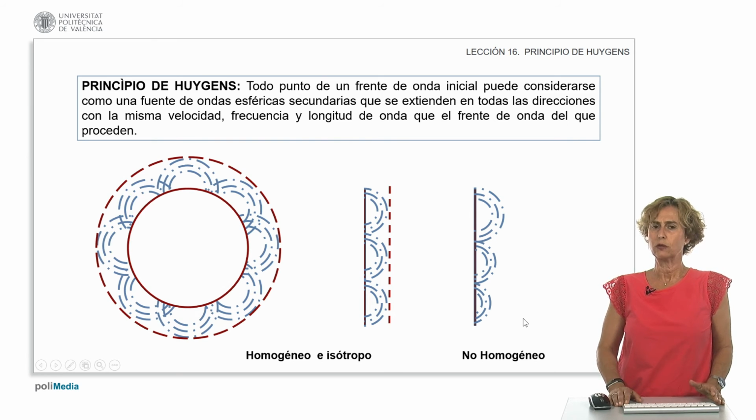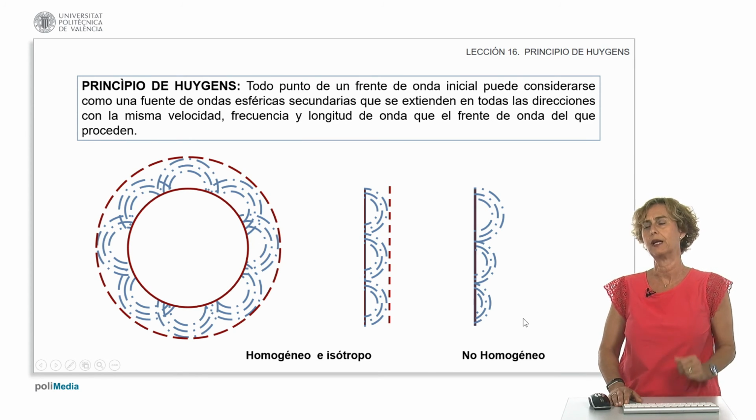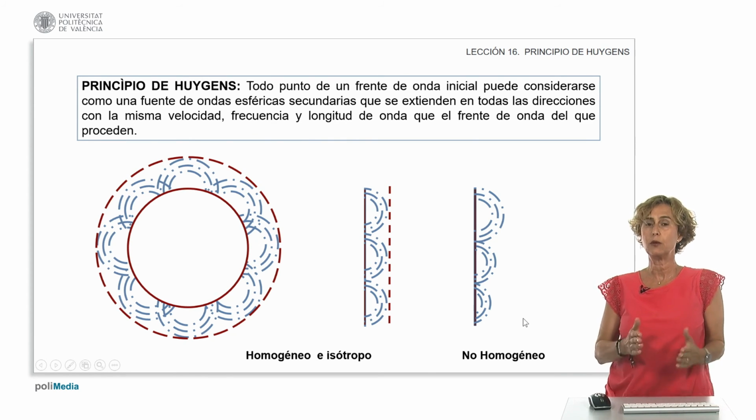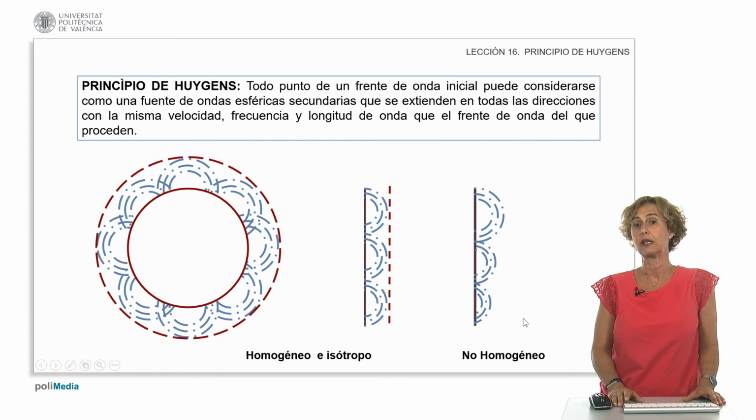In the first case and in the second, being a homogeneous medium, we have said that the velocity is the same at all points, and therefore the wave fronts in the first case are concentric circles, and in the second one they are parallel planes. In this case, as we are drawing in 2 dimensions, they are parallel lines. What happens in the third case?